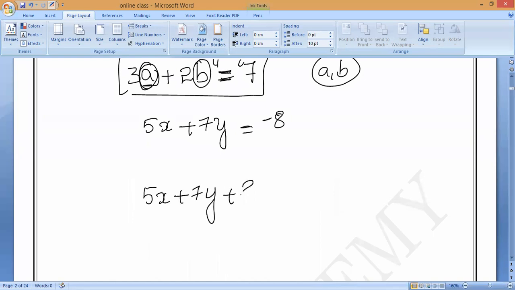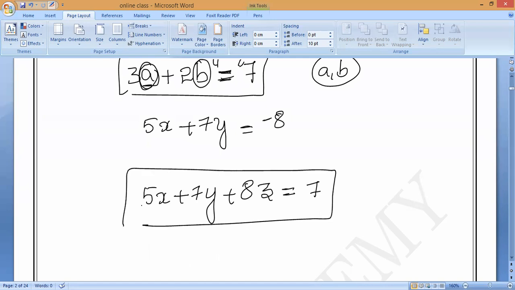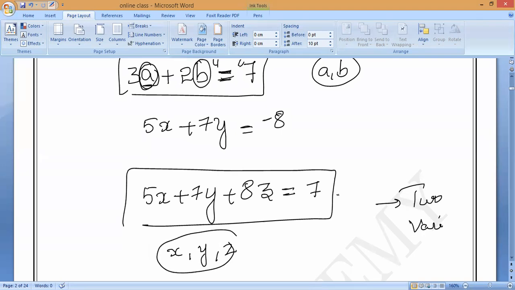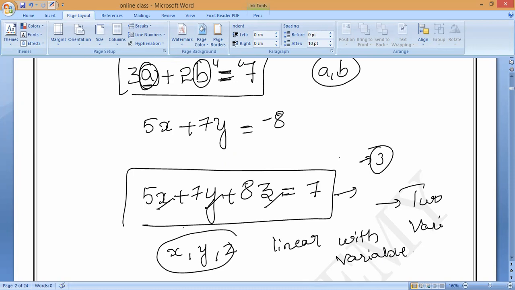Suppose 5x plus 7y plus 8z. Is it a linear equation in two variables? How many variables? x, y, z. This is not a linear equation in two variables. Three variables. It is a linear equation with three variables. Count the variables: x, 1, 2, 3. Do you understand? Yes, ma'am.